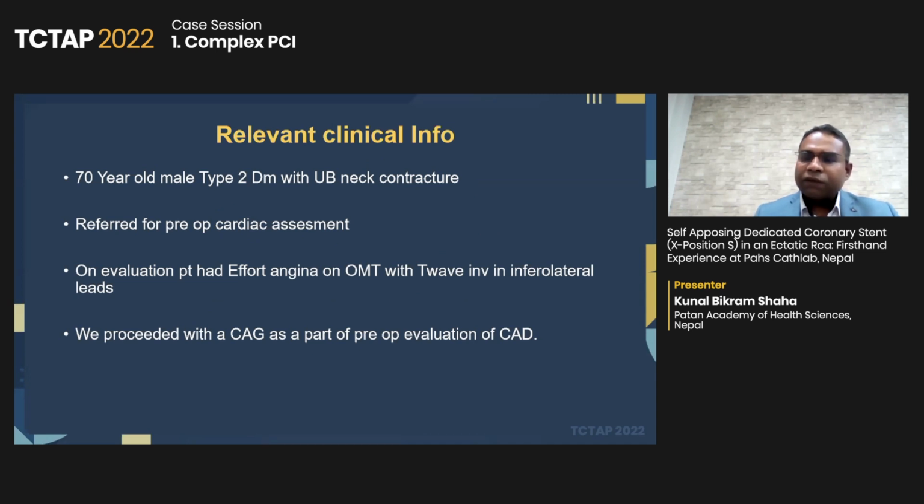My patient is a 70-year-old gentleman, type 2 diabetic, who had a urinary bladder neck contracture. He was referred to us from the urology department as a part of pre-op cardiac assessment. On evaluation, he had effort angina despite being on optimal medical therapy, and he had T-wave inversion in inferolateral leads. So we proceeded with a coronary angiogram as a part of CAD evaluation preoperatively.